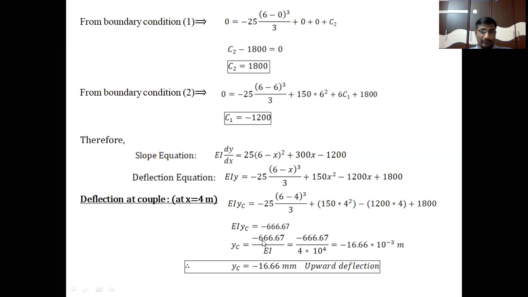So yC equal to minus 666.67 by EI. Minus 666.67 divided by the EI value, which is 4 into 10 to the power of 4 as given in the problem. Therefore we get minus 16.66 into 10 to the power of minus 3 meters. If you convert this meters into millimeters, we get minus 16.66 mm. This negative sign represents upward deflection. Upward deflection is taken as negative, downward deflection is taken as positive.